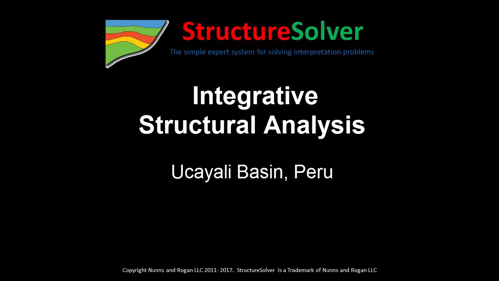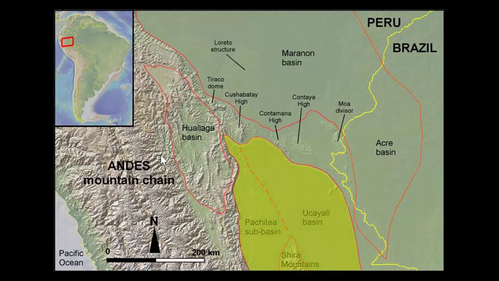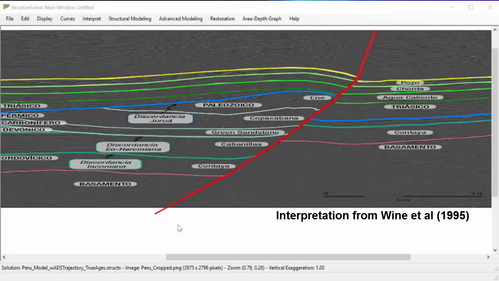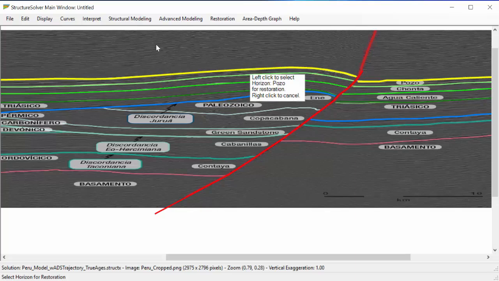The following is an integrative analysis of an inversion structure within the Subandean Ucayali Basin in Peru. We will utilize various techniques along with previous interpretations of seismic data from Wine et al. 1995 to create a forward model in which additional quantitative information can be calculated. Performing a sequential structural restoration to key horizons in the section will allow us to unravel the general structural development, which we can use as a framework for subsequent modeling.